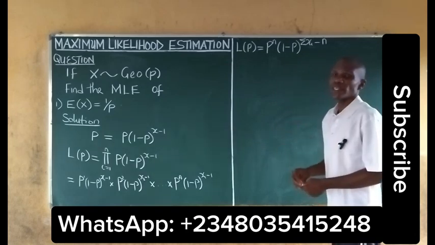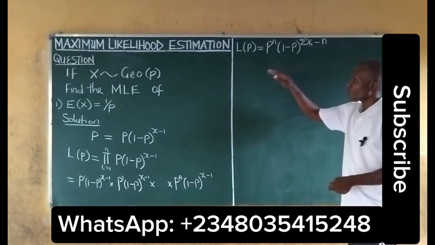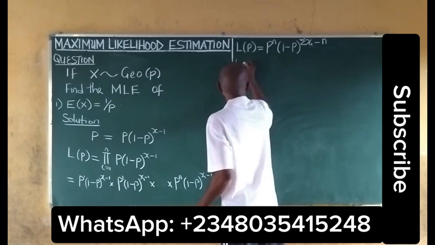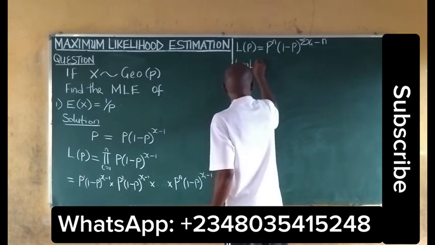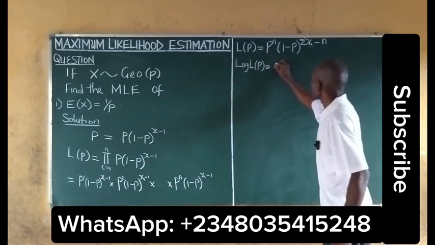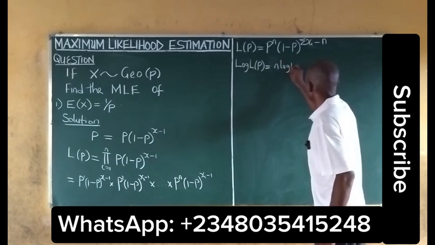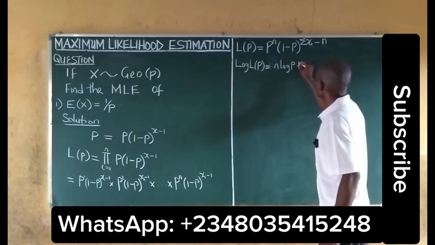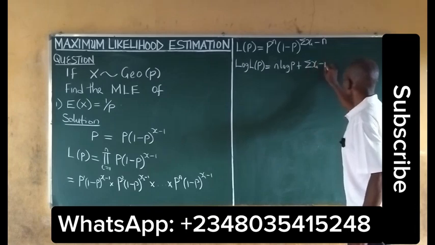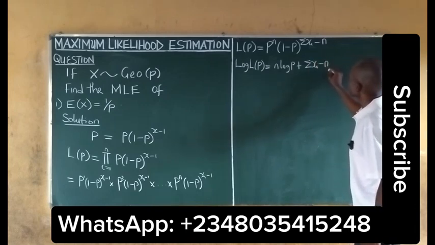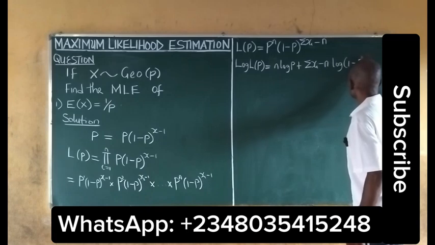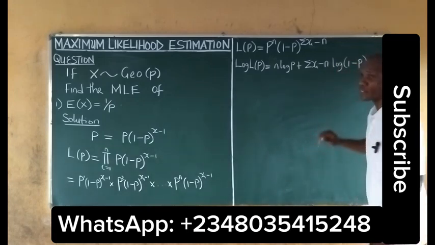The next thing to do is to take the log, because we are looking for the maximum likelihood estimation. So we take the log function. If we take the log of this, we get n log p plus summation of xi minus n, multiplied by log of (1 minus p). So this is what we get.